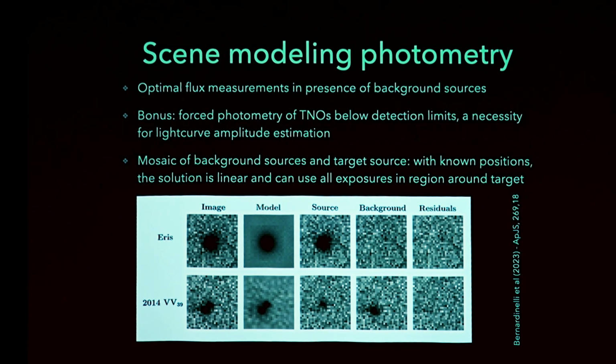And when we do this, we can essentially deblend the two sources, and we have an optimal measurement of the fluxes. And this has an added bonus that it allows us to do forced photometry of TNOs that are below the detection limits of the images. So in other words, we can measure fluxes on the single exposures too, which is something that matters, for example, for the background image.